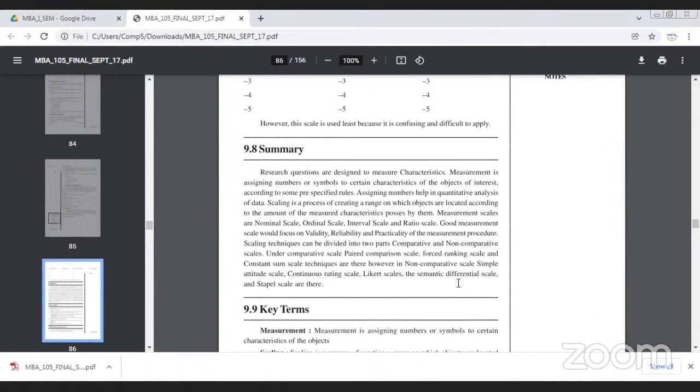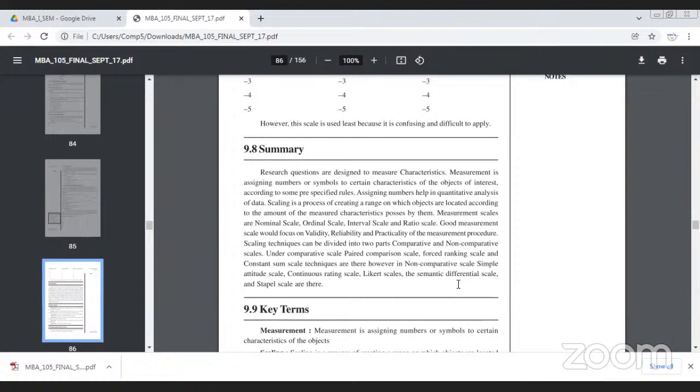In this chapter, to summarize, research questions are designed to measure characteristics. Measurement is assigning numbers or symbols to certain characteristics of the objects of interest according to some pre-specified rules. Assigning numbers helps in quantitative analysis of data. Scaling is a process of creating a continuum on which objects are located according to the amount of the measured characteristic possessed by them. Measurement scales are the nominal scale, ordinal scale, interval scale, and ratio scale.